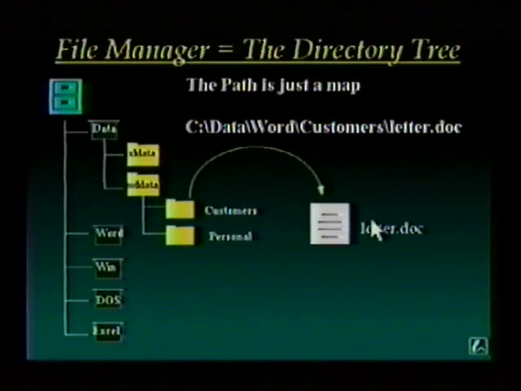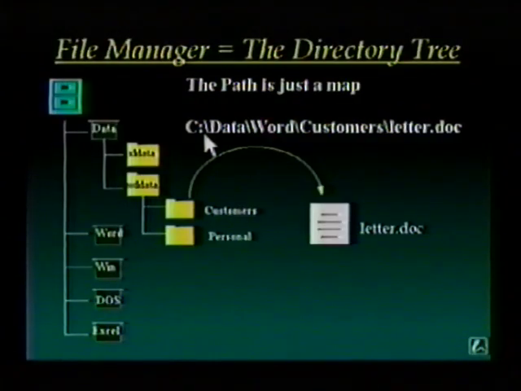One last thing we need to have an understanding of in the File Manager is something called a path statement. I'll be mentioning it frequently. A path statement is nothing other than a map to a specific file or a specific folder. It starts out with the actual drive or disk that your file is on. So in this case, my hard drive is C drive.